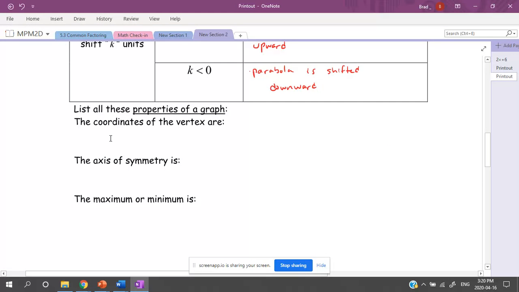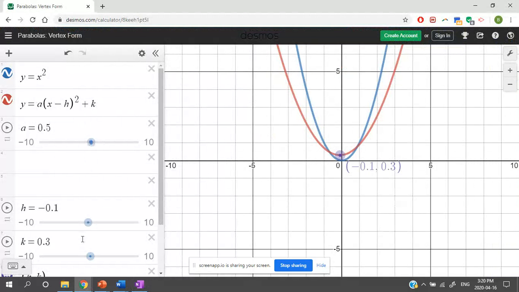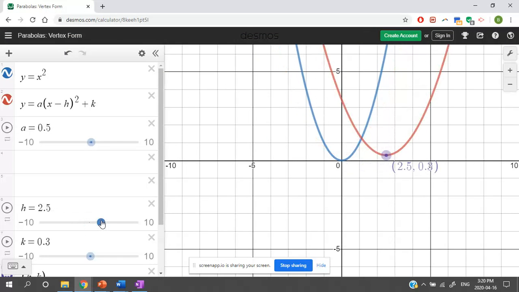So let's just finish up this part of the note. I don't know if you noticed this, but the coordinates of the vertex are actually just h, comma, k. So let's go back. If I shift h to 3 and k to 2, it's been shifted to the right and up, and the vertex itself is actually 3, 2. So whatever h and k are in the equation, in the relation, will actually be the vertex.